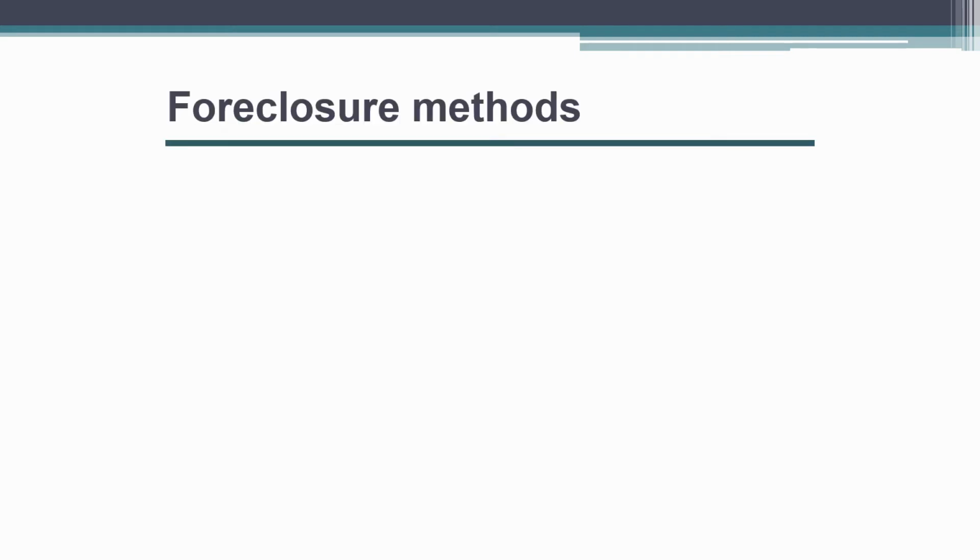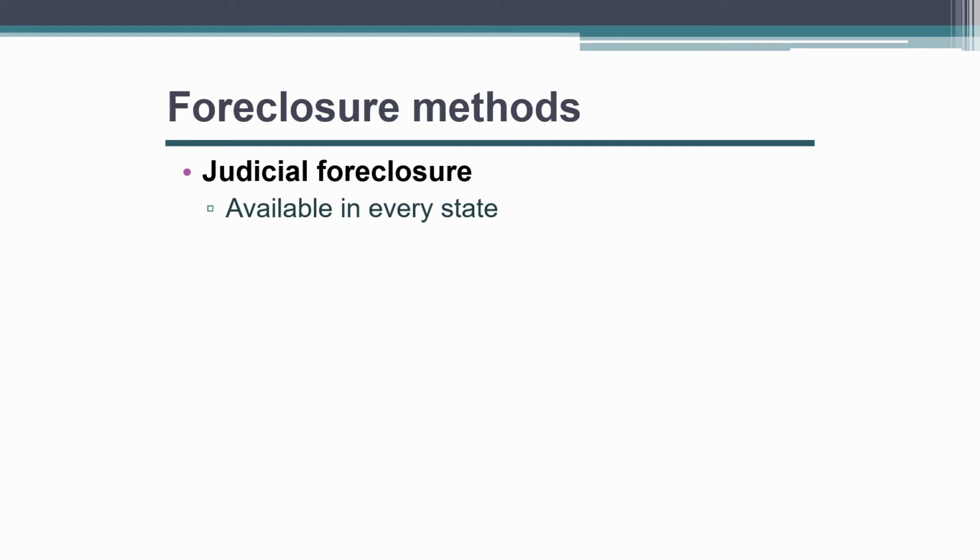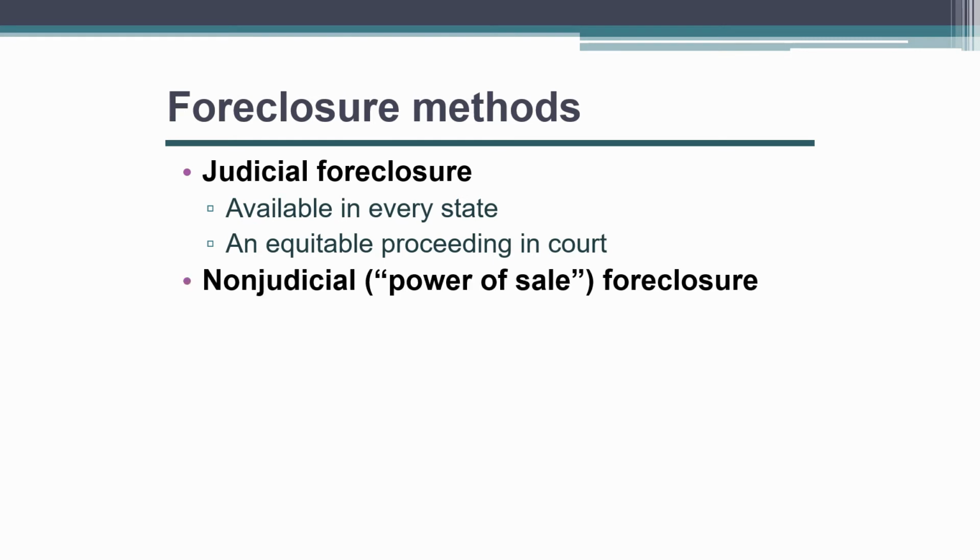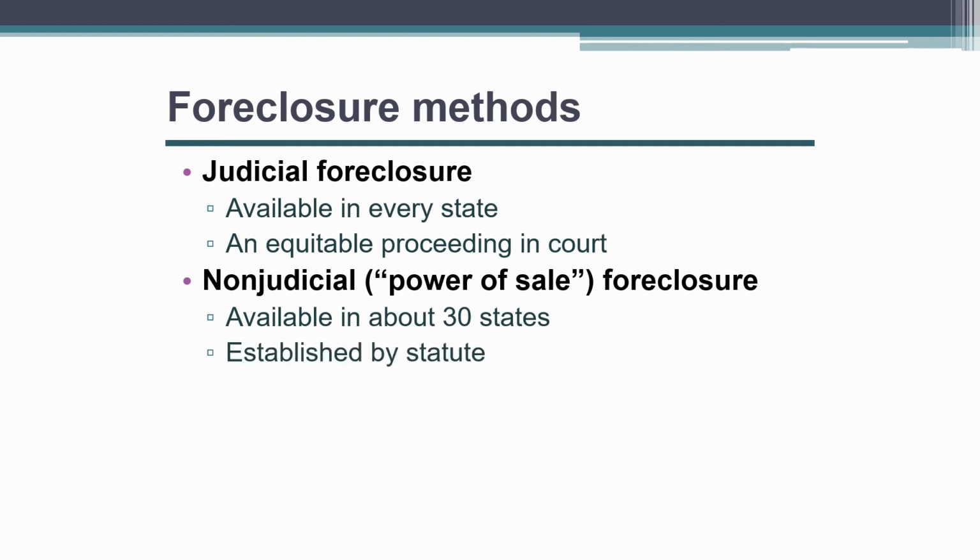Here's a little more information about foreclosure methods that are used in the United States. We mentioned before that judicial foreclosure, foreclosure in court, is available in every state. It is an equitable proceeding. Really, it's a lawsuit. The other method is called non-judicial or power of sale foreclosure. It's available in only about 30 of the 50 states. It has to be established by statute, and some states don't have any statutes authorizing non-judicial foreclosure. The states that do have it divide into 2 categories.